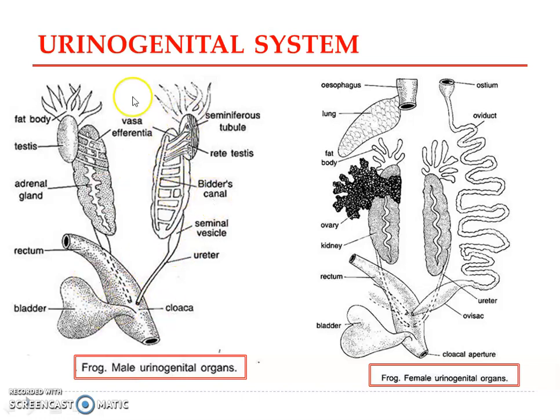This is actually the male urinogenital system, and this represents the female urinogenital system. You can see the kidney is elongated. From the outer margin of each kidney arises the ureter, the excretory duct, and it passes posteriorward and opens into cloaca.